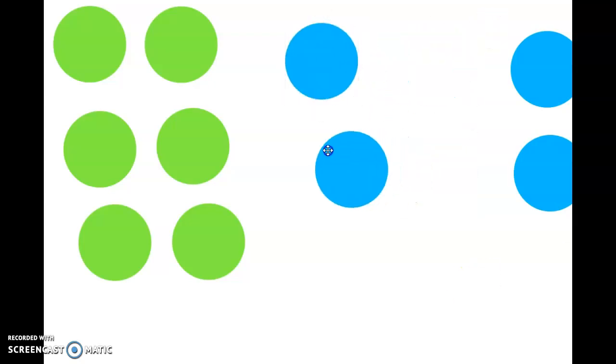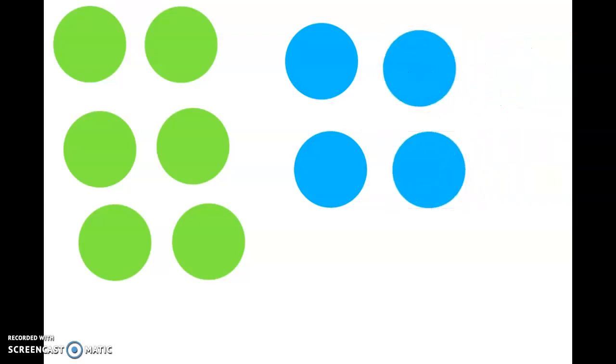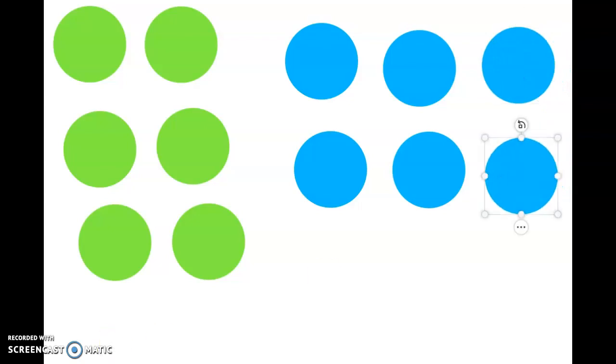All right, so I have the green dots and I have the blue dots. I want to know which one's greater or more. Green or blue? Is there one that's less? Is green less than blue or blue less than green? Well, let's check. I have 1, 2, 3, 4, 5, 6 green, and I have 1, 2, 3, 4, 5, 6 blue. I have 6 green and 6 blue.